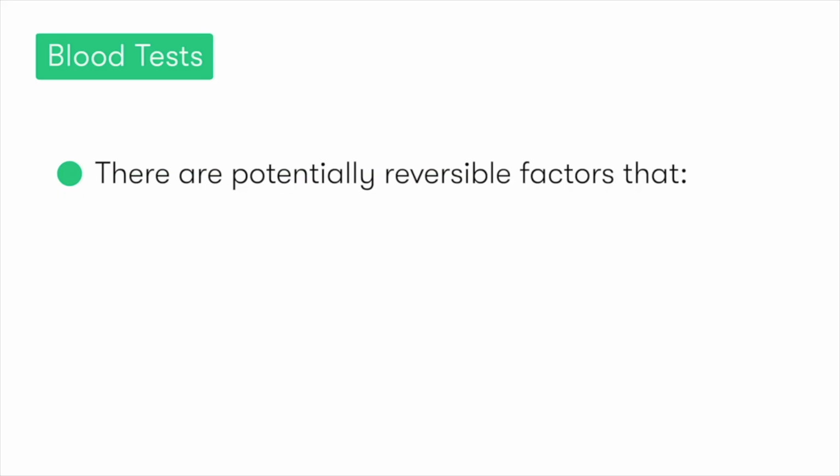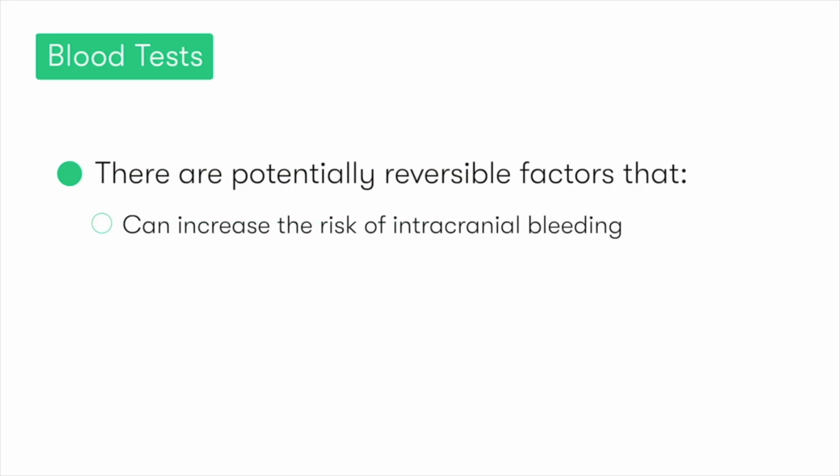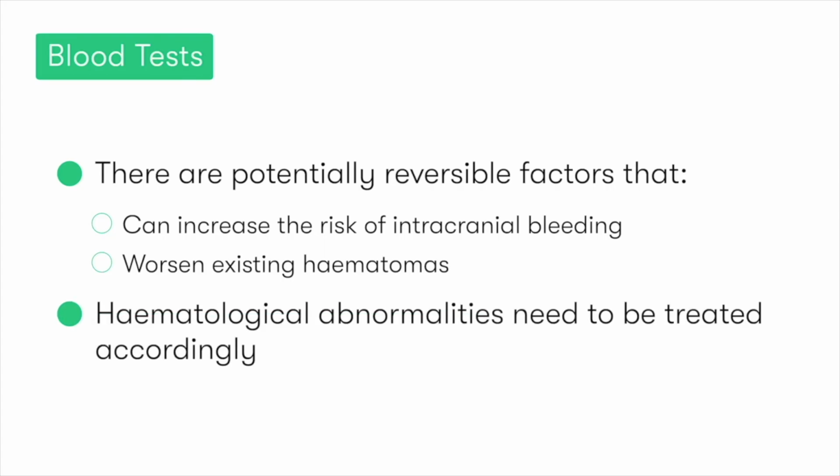The reason for looking at these things is that they are potentially reversible factors that can increase the risk of intracranial bleeding, and also worsen the extent and severity of hematomas. So if we do identify any hematological abnormalities, then it's really important that we remedy them, for example by giving transfusion, as soon as possible.